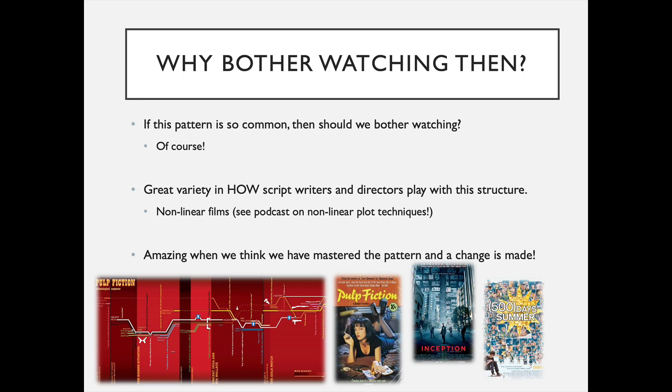How do scriptwriters and directors play with this structure? How do they fool us? How do they withhold one tiny piece of information to make us think that character A is good when really character A is bad? How do they use a non-linear film technique in order to tell that story? There's so many great non-linear films out there. Pulp Fiction, Inception, 500 Days of Summer. We could go on and on.